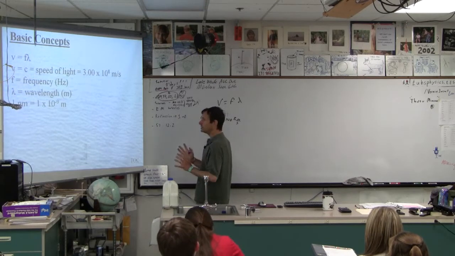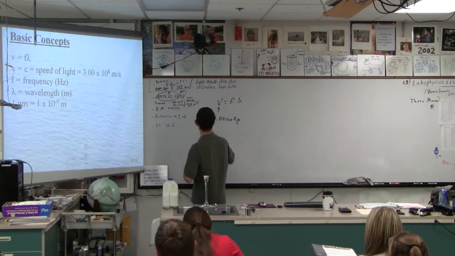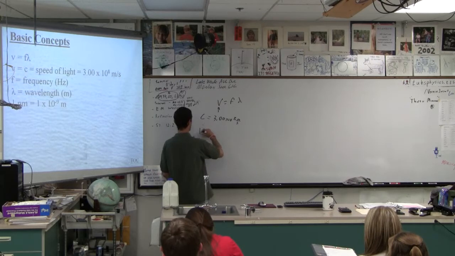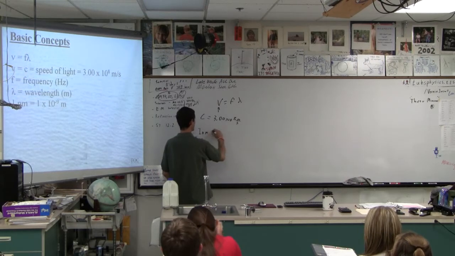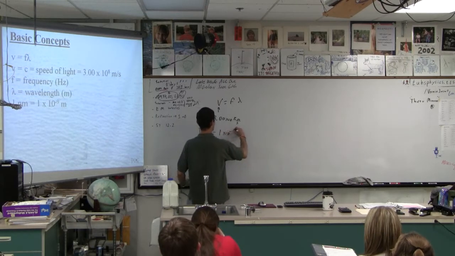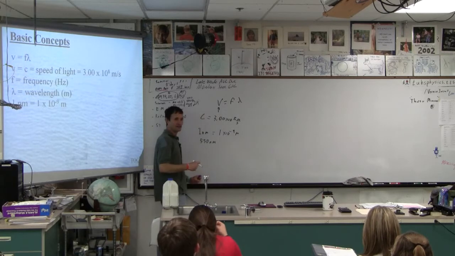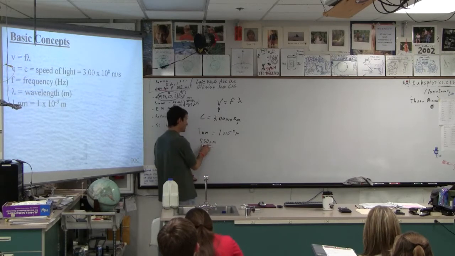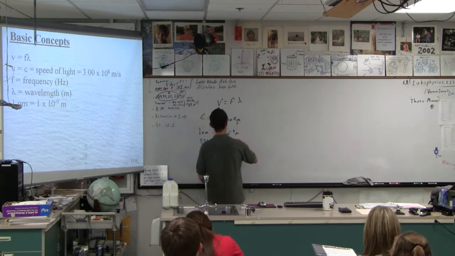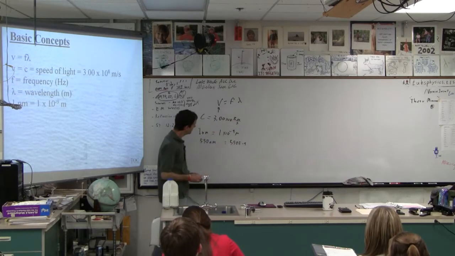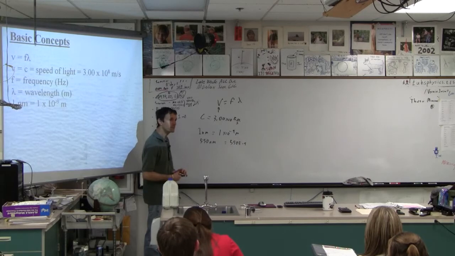And then the other thing that you need to know is that the wavelengths for light are so small that we measure them in nanometers, and 1 nanometer is 1 times 10 to the minus 9th meters. So if somebody gives you 550 nanometers, as I will on the waves test, you're just going to type into your calculator 550 E minus 9. That's kind of cool.